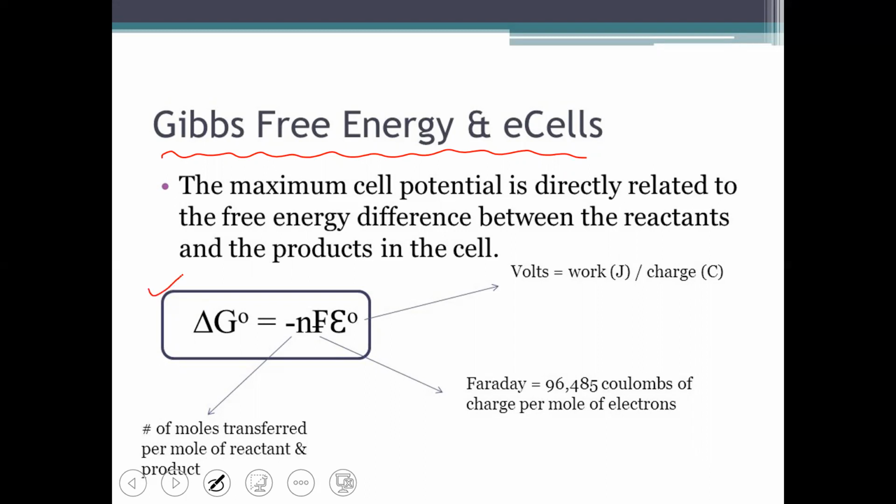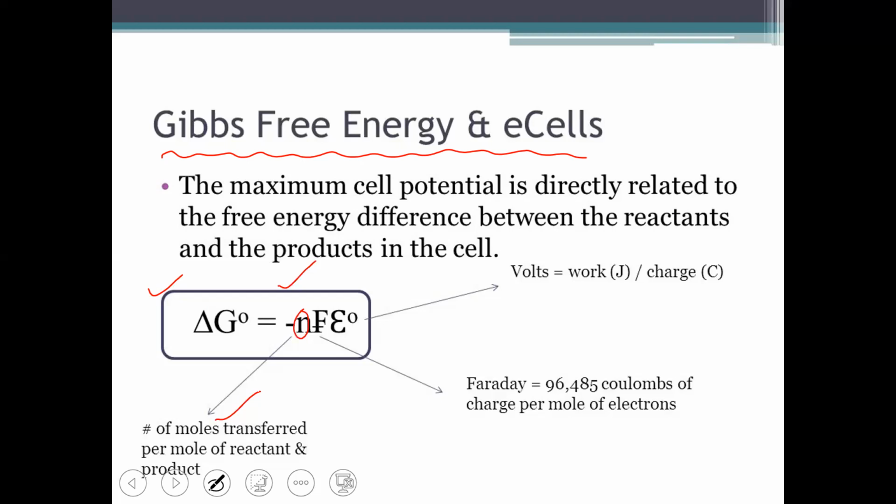Delta G naught is equal to minus nFE naught. This is the Gibbs free energy equation for the cell. Here delta G naught means Gibbs free energy, and N means the number of moles transported per mole of reactant and products.